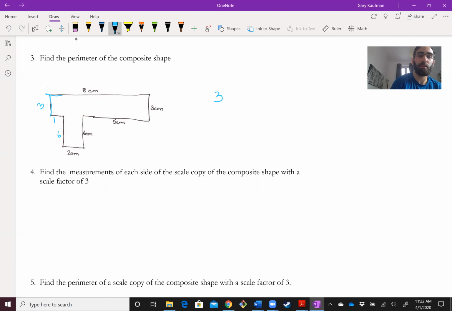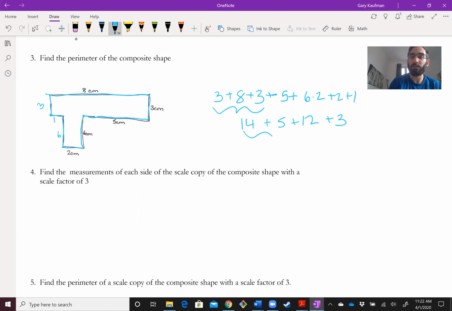3 plus 8 plus 3 plus 5 plus 6 twice. I can just say 6 times 2 if I want. Plus 2 plus 1 plus 2 plus 1. This all becomes 14 plus 5 plus 12 plus 3. This becomes 19 plus 15. So this is 34 centimeters. Notice it's not centimeters squared.